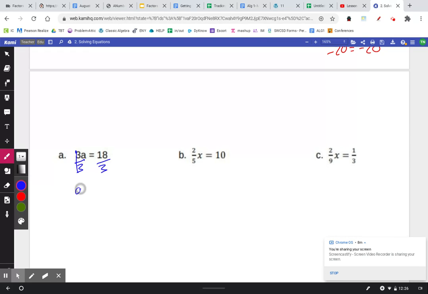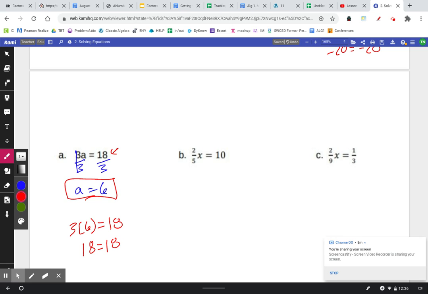So I'm left with 1a equals 18 divided by 3 is 6. So I get a equals 6. If I want to check that solution, I'm going to do it here in red. I'm going to have 3 parentheses 6 equals 18. I'm just substituting that 6 in for a in the starting equation. 3 times 6 is 18. I get 18 equals 18. That is true. This must be a correct solution. Boom. We're rocking and rolling.